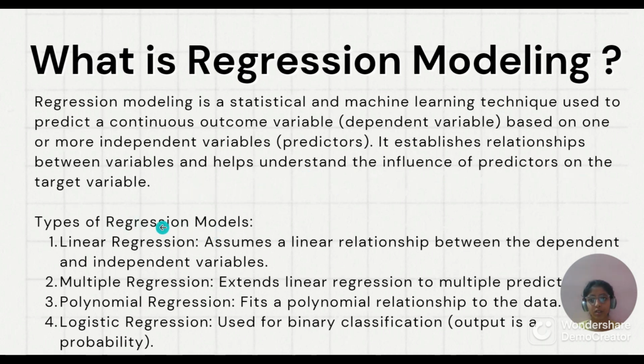Types of regression models. Number one is linear regression. Number two is multiple regression. Third is polynomial regression. Fourth is logistic regression. Linear regression assumes a linear relationship between the dependent and independent variables. Multiple regression extends linear regression to multiple predictors. Polynomial regression fits a polynomial relationship to the data. Logistic regression is used for binary classification. The output is a probability in logistic regression.